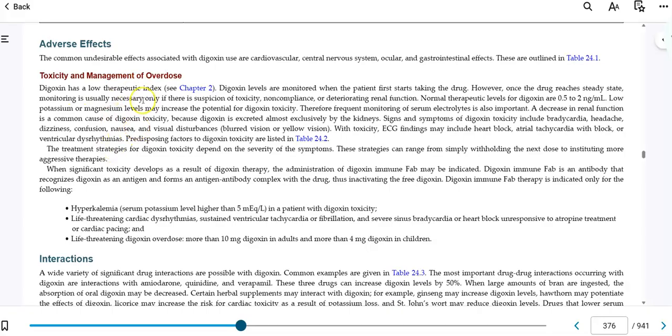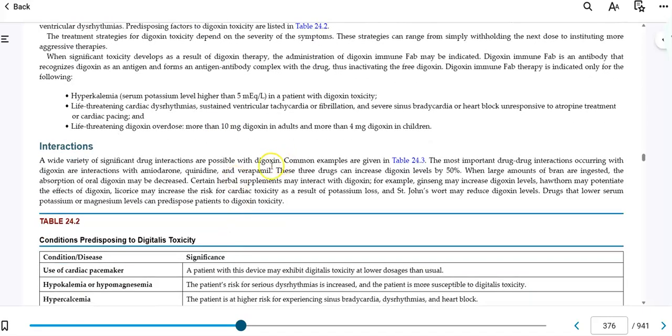If I have individuals that have an overdose, when I have severe toxicity, we're going to give DigiFab therapy, which binds with that digoxin. We give this when an individual has hyperkalemia over 5 milliequivalents, life-threatening dysrhythmias that we mentioned earlier, specifically VTAC, VFib, or severe bradycardia, or a life-threatening overdose when their blood level reads over 10.